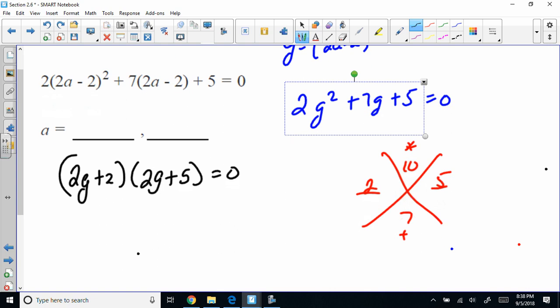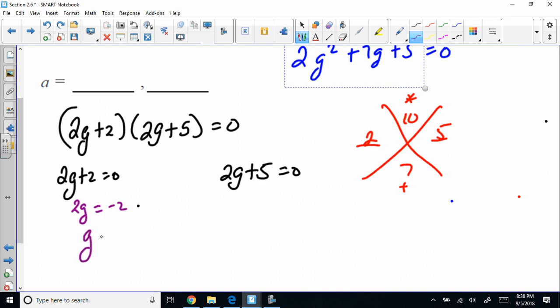So 2g plus 2 equals 0. And then 2g plus 5 equals 0. And of course, this is going to give you 2g equals negative 2, and of course, g equals negative 1. But I'm not done, am I?